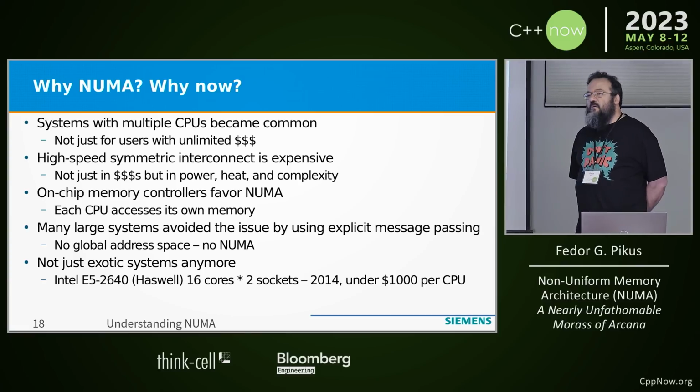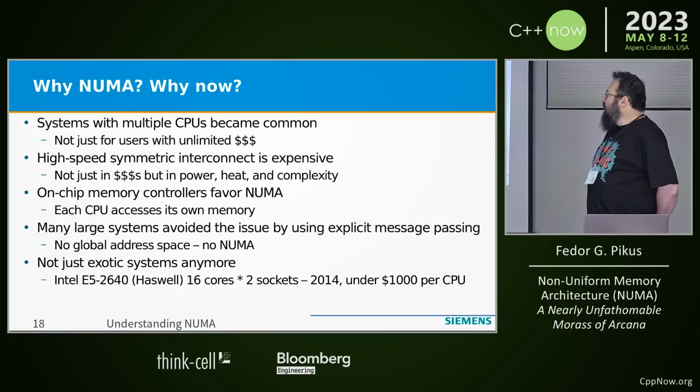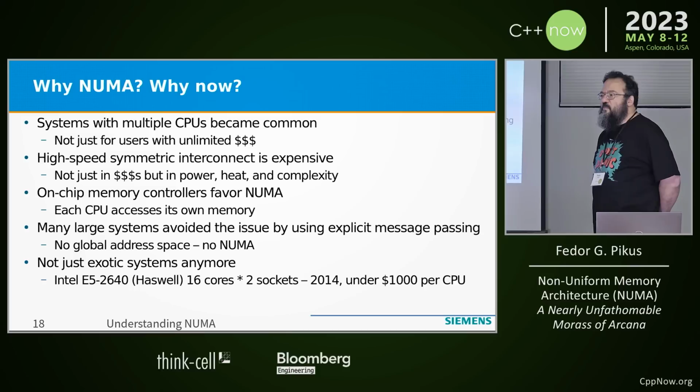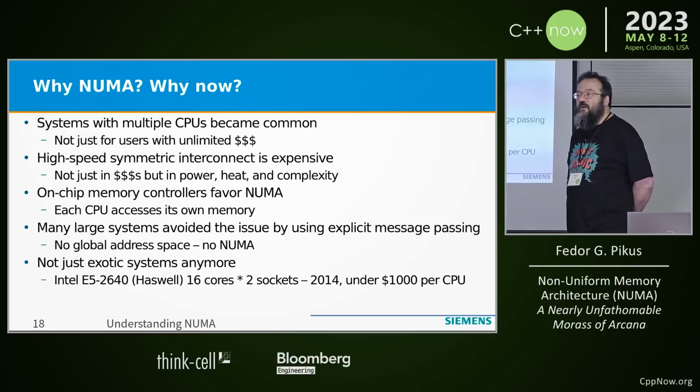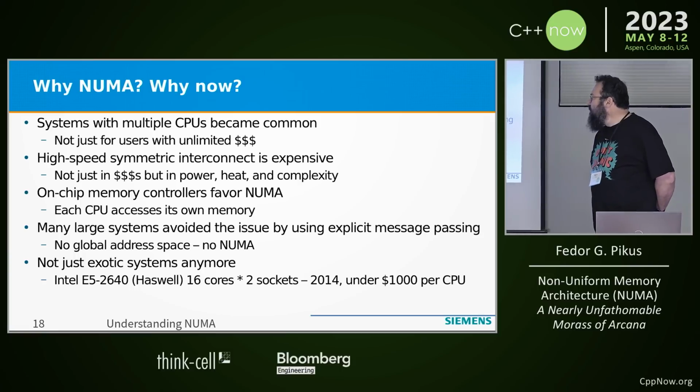On the other hand, many large systems that existed that even fit those criteria avoided the issue altogether simply by not having global shared memory. Anybody here programmed for Paragon? Very large Intel system from the mid-90s.